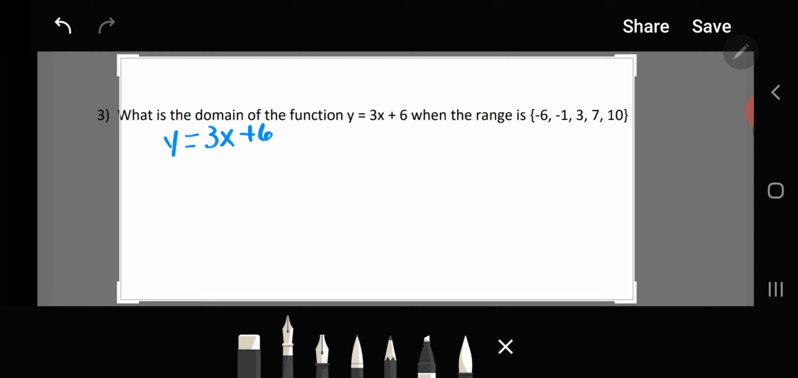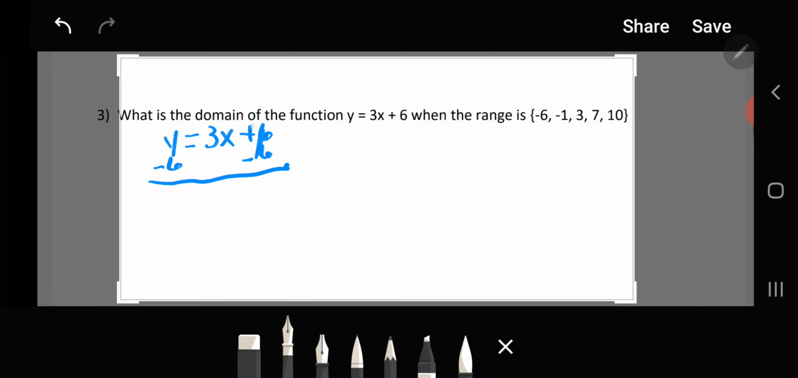So what I mean by that is, once again, I want to get this x by itself. So first I'm going to subtract the 6 over to move the x over on the other side, so I can get the x by itself. And once again, to get rid of a positive 6, we subtract 6. And what we do to one side, we must do to the other.